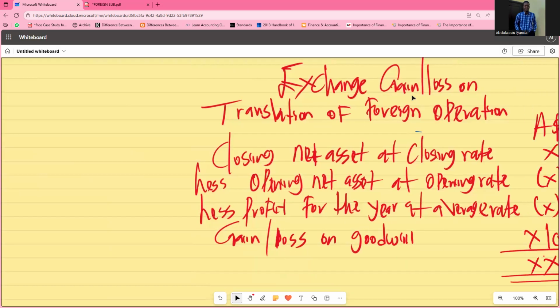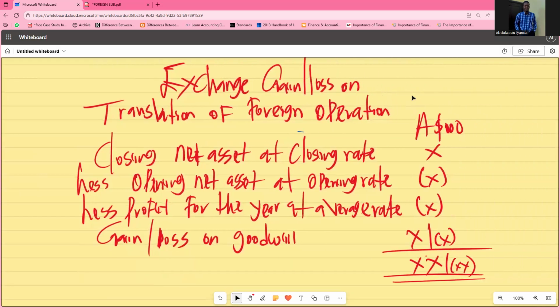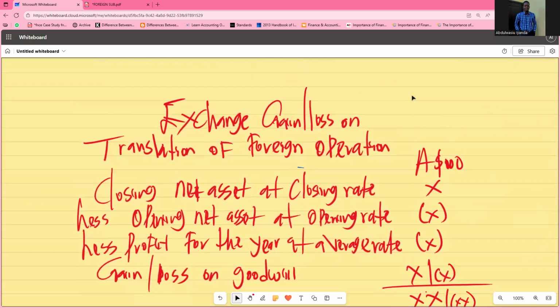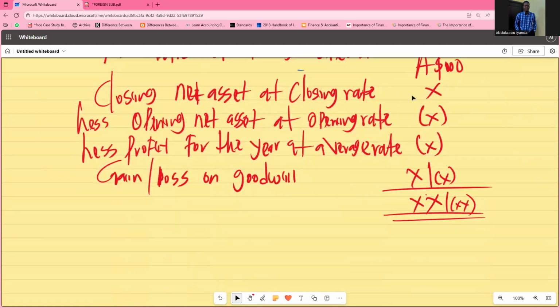Before we can do this, I will now go to the next working. The next working now is not going to be that. I need to calculate the goodwill on acquisition. So we now go to working four.